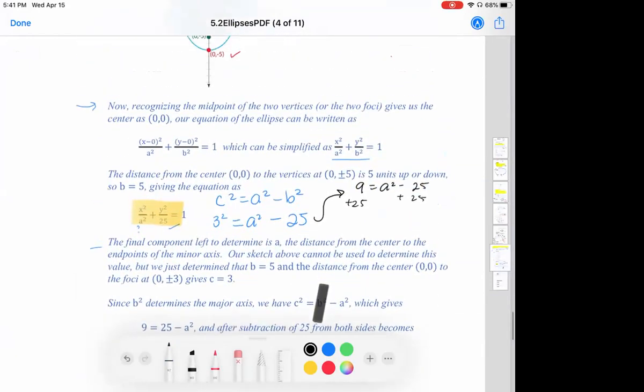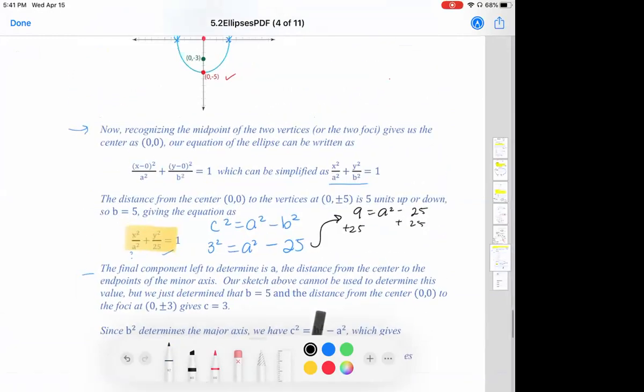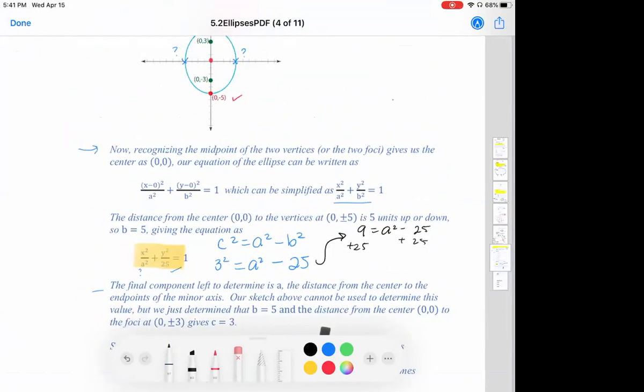Oh, it's always our bigger number. There we go. It's always our bigger number. So 25 has to come first. c squared is 25 minus a squared. We said c is 3, so we have 3 squared is 25 minus a squared.